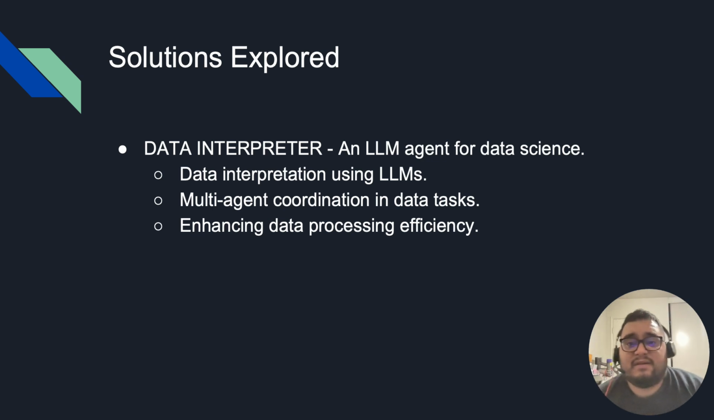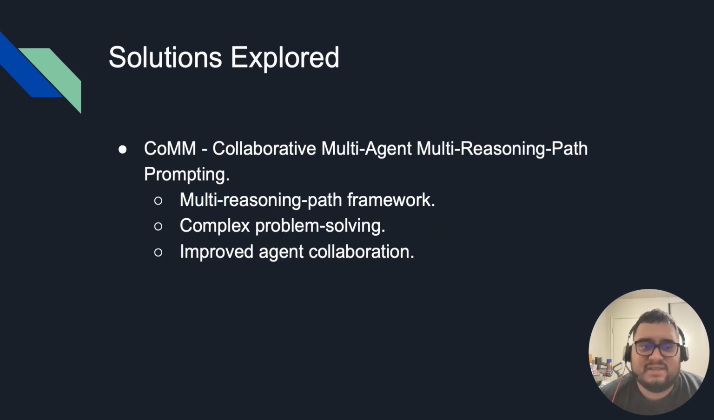Lastly, in Data Interpreter, an LLM agent for data science. In this piece of article, they use data interpretation using LLMs. There's multi-agent coordination in data tasks, as well as it enhances data processing efficiency. In CALM, this is a collaborative multi-agent, multi-reasoning path prompting. This focuses on a multi-reasoning path framework. This allows complex problem solving, and it improves agent collaboration by asking the agents to collaborate with each other and communicate with each other.